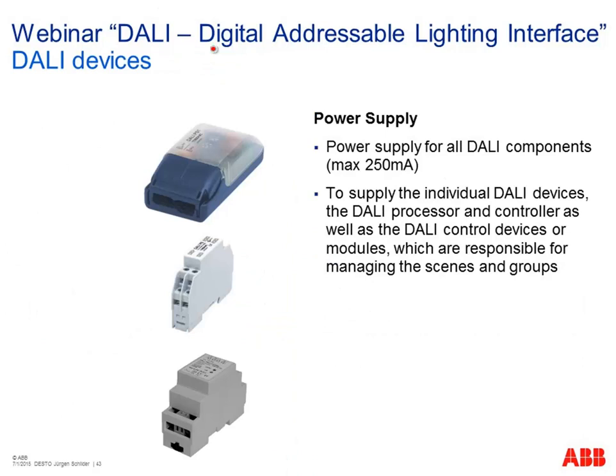So the next step, I'd like to introduce you to some typical DALI devices. At the beginning, the so-called DALI power supply. There are a lot of manufacturers. They have different types of DALI power supplies. For example, one small solution here for decentralized installation, maybe in a false ceiling or here in a distribution board, to fix it on a DIN rail. But the maximum current of each of these DALI power supplies is limited to 250 milliamps.